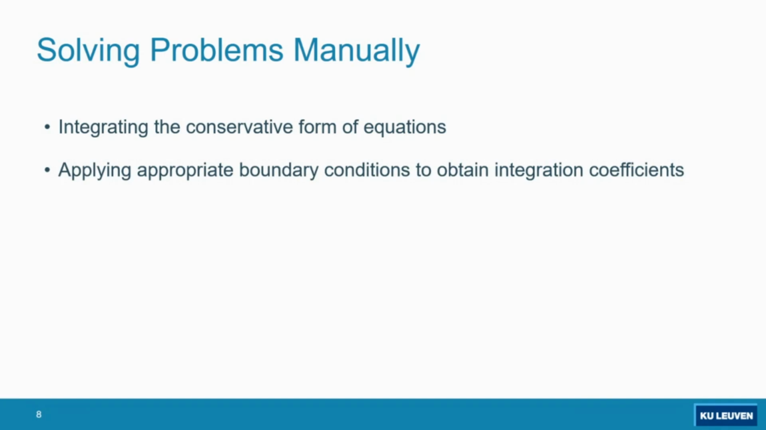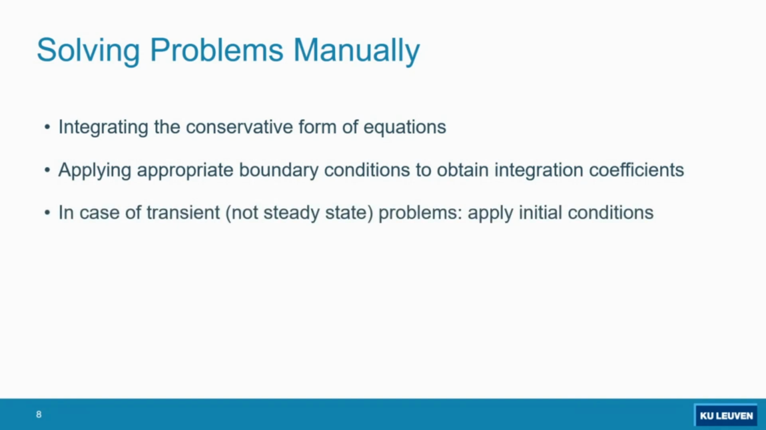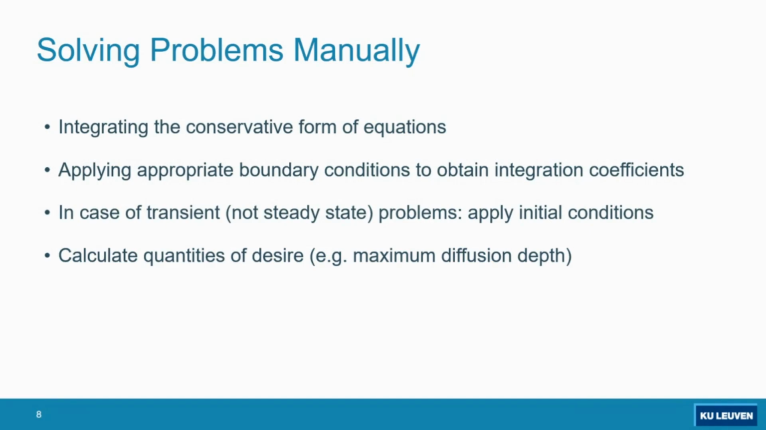To obtain the integration coefficients, because you know from the calculus course you have passed that when you have an integration of an equation, you will have integration coefficients. And in this case, you should apply boundary conditions. And in case of transient non-steady state problems, you need to apply initial conditions to get those integration coefficients. And then the problem is solved, and you can calculate the desired quantities, maybe you have been asked for, like the maximum diffusion depth that you will see in these examples.